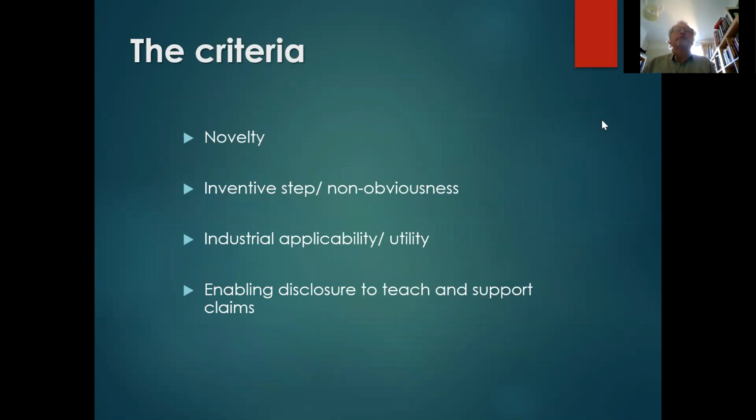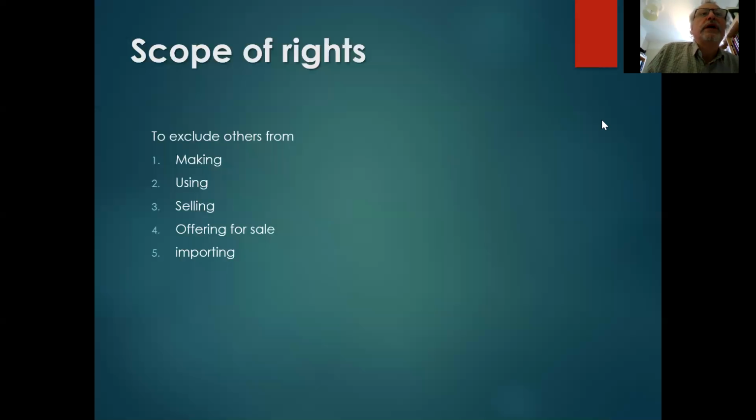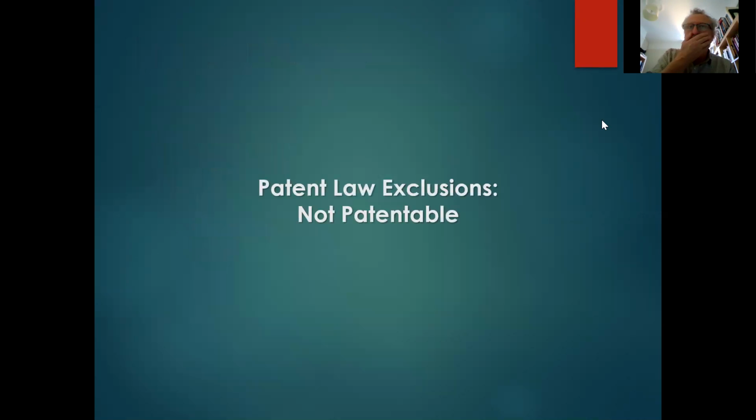So here are the criteria, the requirements, which I've already sort of mentioned before. Well, I should also add enabling disclosure to teach and support claims for a patent. And the scope of rights under TRIPS: the right to exclude others from making, using, selling, offering for sale, or importing your invention.